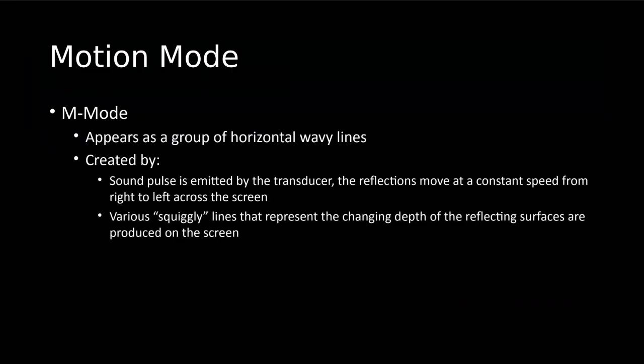So let's finish up with our M mode here. This is something that we use very frequently, especially in the OB world. This is when we are picking up motion. So we are looking to see how those reflectors at a given depth are moving and how that's going to be displayed on our screen. So again, very similar. Our sound pulse is created by our transducer, sent in. Our reflections are going to move at that constant speed. But now they're going to be moving from left to right across our screen. And it's going to represent any motion that comes up from that ultrasound emitted line or pathway. It's going to represent these kind of squiggly lines that are showing that change in depth of the structure that is moving. So what is that going to look like?